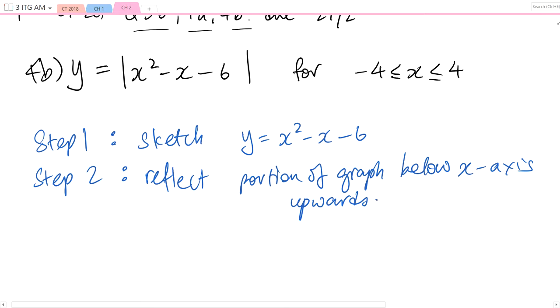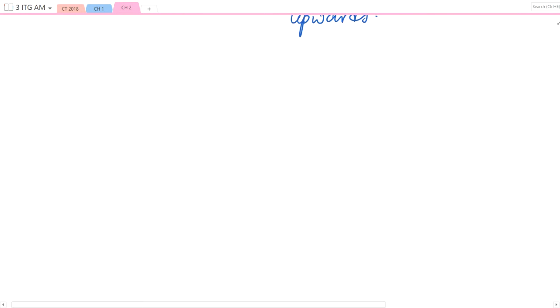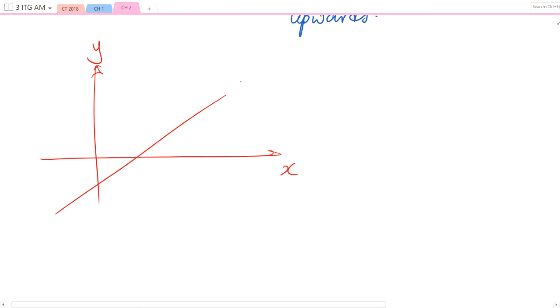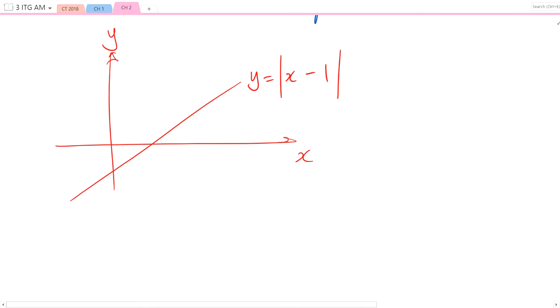Let's do some quick exercises. This is my graph, for example, of y equals to x minus 1. Okay? If I want the graph of y equals to modulus x minus 1, then what do I do with my original graph? Flip which part? Below the x-axis. The portion below the x-axis must go flip upwards, right?